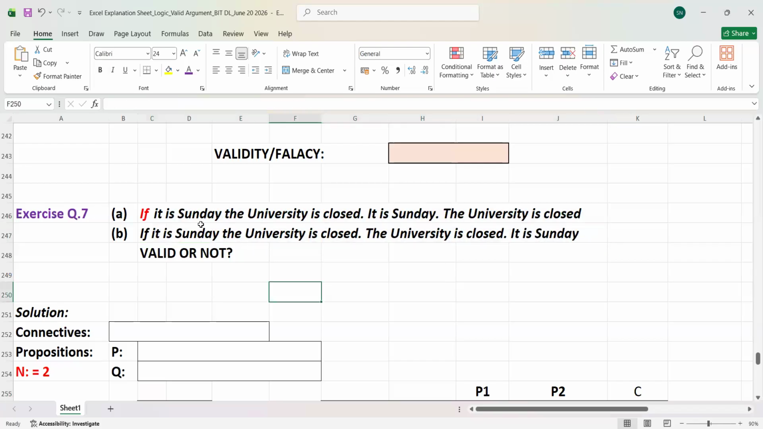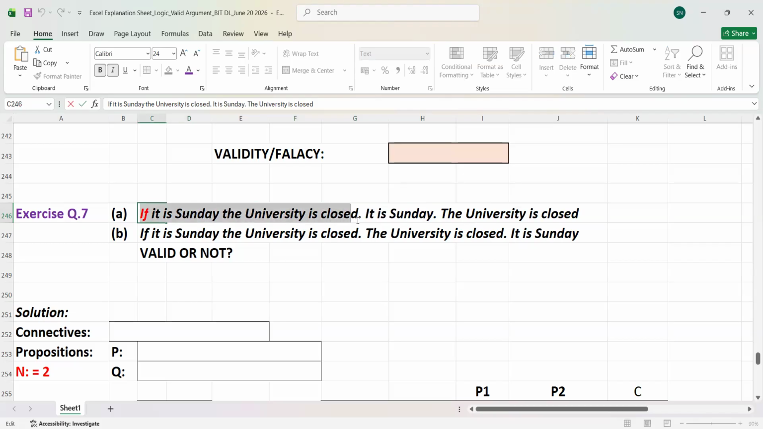Okay. So there are two questions here, very similar. If it is Sunday, the university is closed, full stop. Okay, so that is one premise. Full stop means one premise. Then you have the next premise: it is Sunday, another premise. Then here you don't see therefore, but the university is closed is the last statement. So in this particular question, there are three statements. The first two are premises.